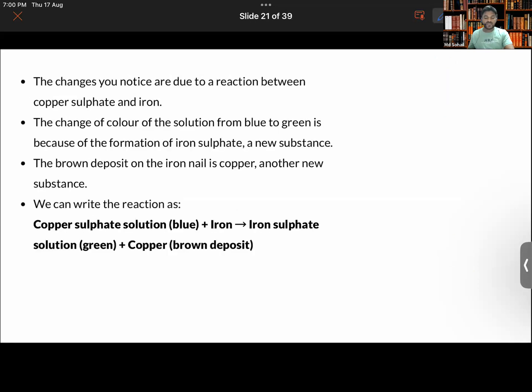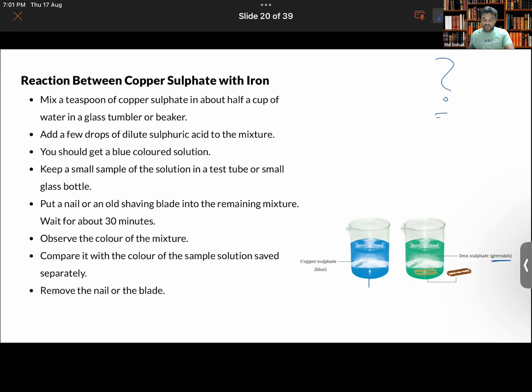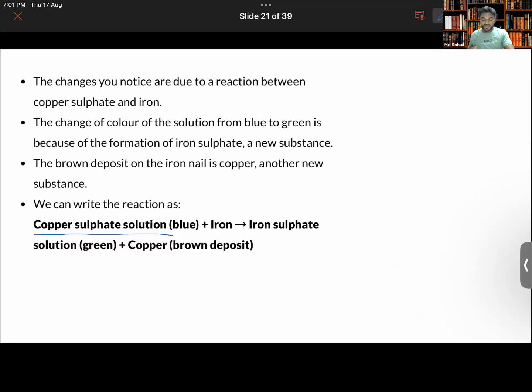What reaction has taken place? The reaction has taken place between this copper sulfate solution here, okay, and this piece of iron over here. Both have reacted, and after the reaction, a new product has been formed that we call iron sulfate, FeSO4. As you mentioned in the class, iron sulfate is FeSO4.